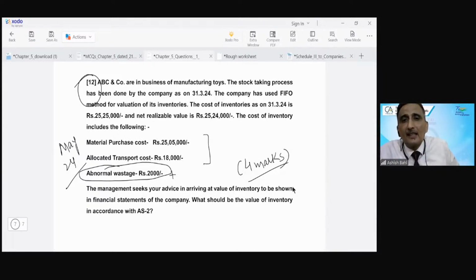And since the valuation mode as per AS2 is cost or net realizable value, whichever is lower, and since cost is 25 lakh 23,000, the lower of the two figures should be the value of inventories in accordance with AS2. So this is how you should write to get 4 out of 4 marks. If you would simply write 25 lakh 23,000 as value of inventories without any description, you may probably end up earning only 1 mark out of 4.